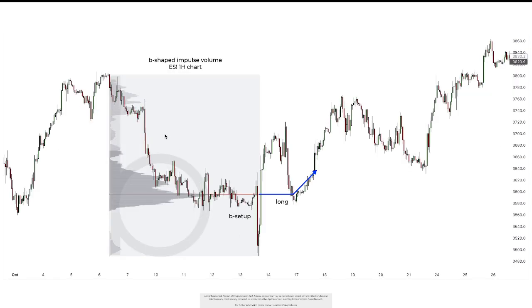The same scenario here, again, we have the B setup, the big volume accumulation area on the downside, almost nothing on the top. So when the trend is completed, on the retest of the B volume, the B point of control, we buy, we go long. And we see a beautiful rejection again from the same level.